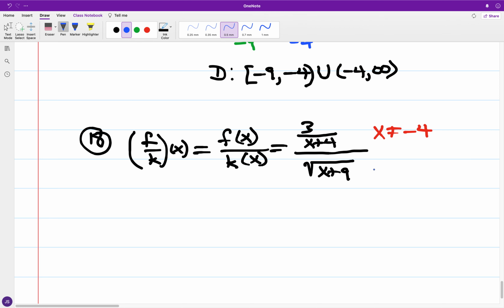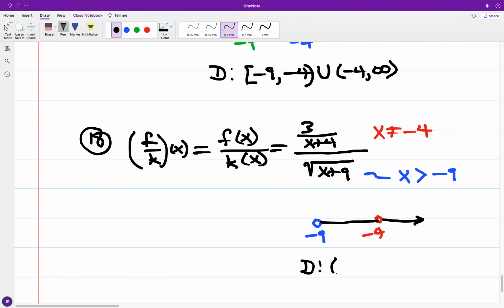Now x plus 9 cannot be negative, and now it cannot be 0. So you're now going to have that x is greater than negative 9, and just to lump it together, x is going to be greater than negative 9, negative 4 is not included, and we have for the domain: going past negative 9, approaching but not including negative 4. And then we have going past negative 4 and going all the way out to infinity.